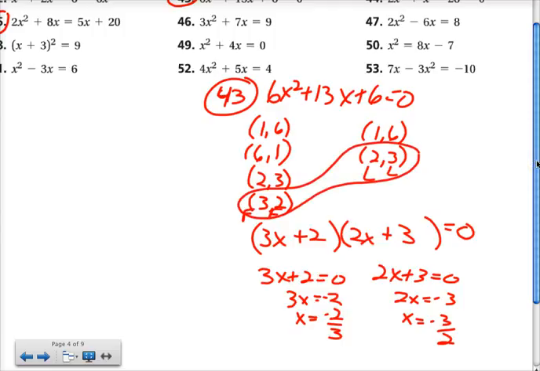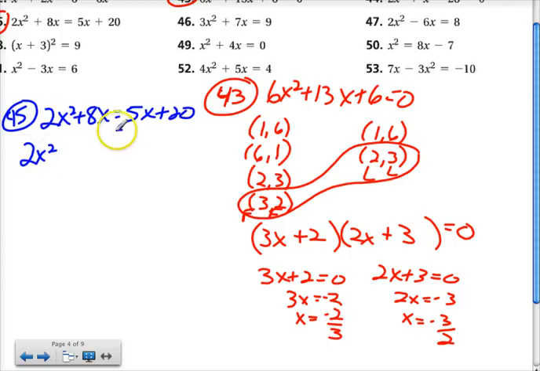Number 45 was another problem I thought people might want to see. 2x squared plus 8x equals 5x plus 20. So again, we have to move everything over and have a 0 on one side. So we'll have 2x squared and subtract the 5x from both sides, plus 3x, subtract the 20 from both sides, minus 20 equals 0. And we go through the list.